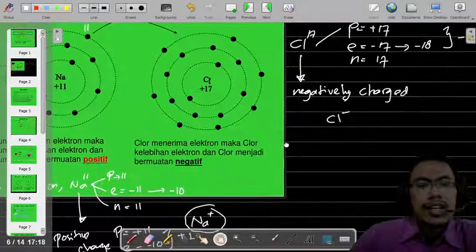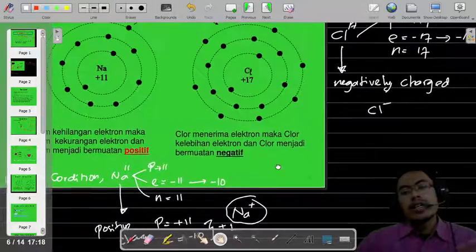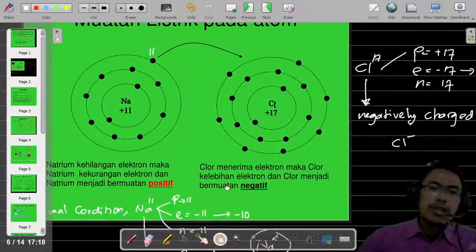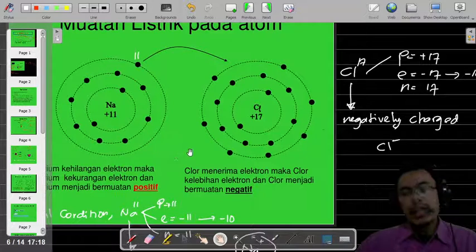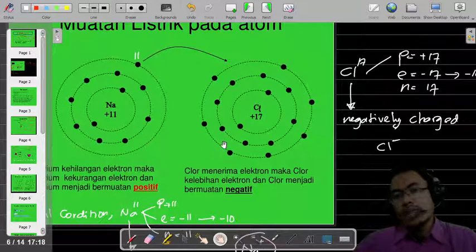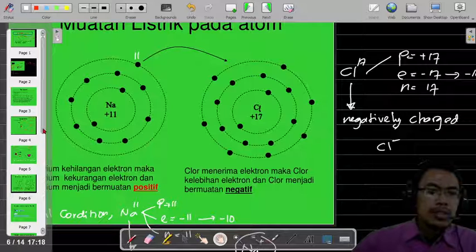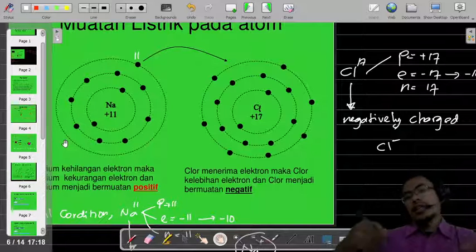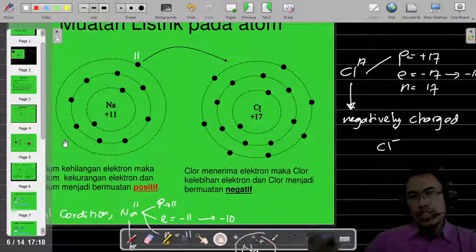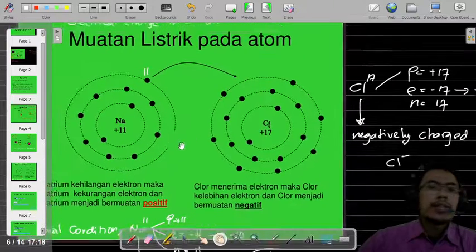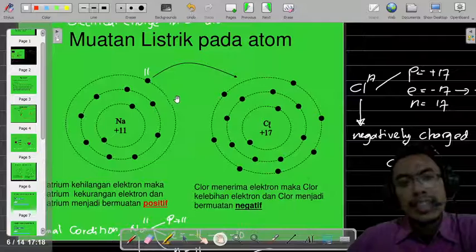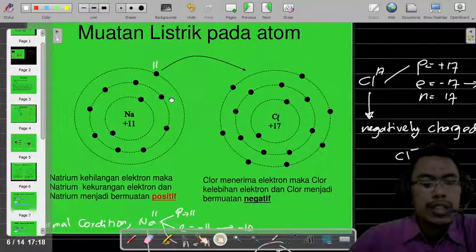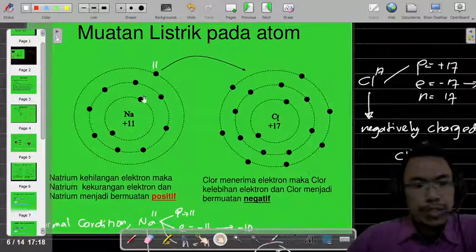So this is the mechanism of how an atom, or how an element, can be positive and how an element can be negative. This is the concept of how to charge an element, by transferring or by getting a certain amount of electrons.